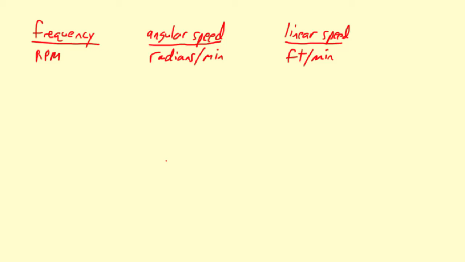So the big picture for this lesson is angular and linear speeds. Here are the three different types of information you're working with. First of all is frequency, and that's RPM, or revolutions per minute. That's how many rotations you're getting per how much time.